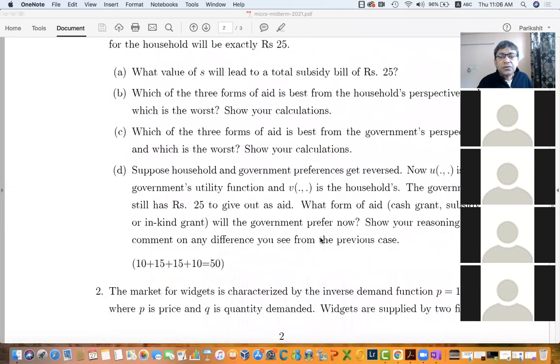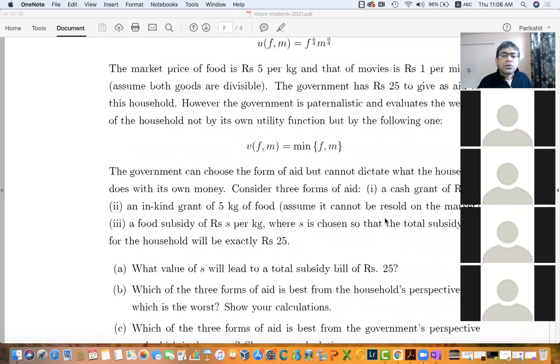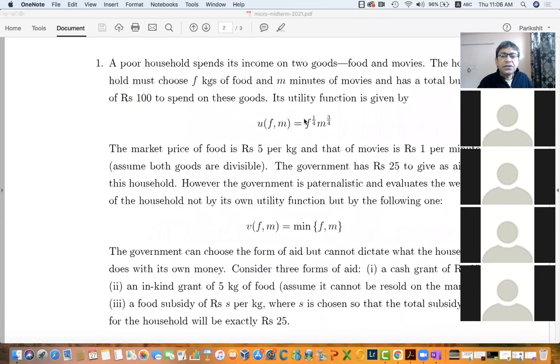So there are two sets of questions here. Which form of aid does the government prefer, and which form of aid does the household prefer? Okay. So to answer which form of aid the household prefers, again, for each aid regime, you have found the values of F and M, so you can plug that back in and calculate the utility of the household. So the household will choose the one which gives the highest utility, and the government will prefer the one which gives the highest value of food consumption. Okay, so once you've found the numerical values, you can calculate each of these things.